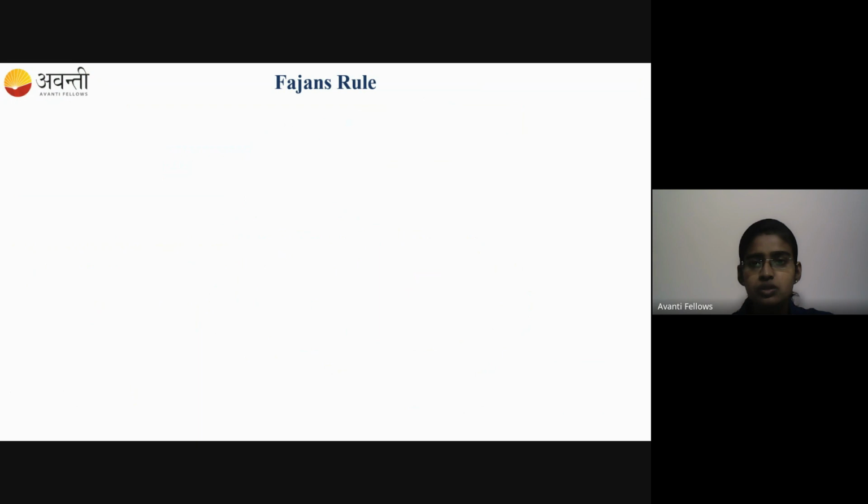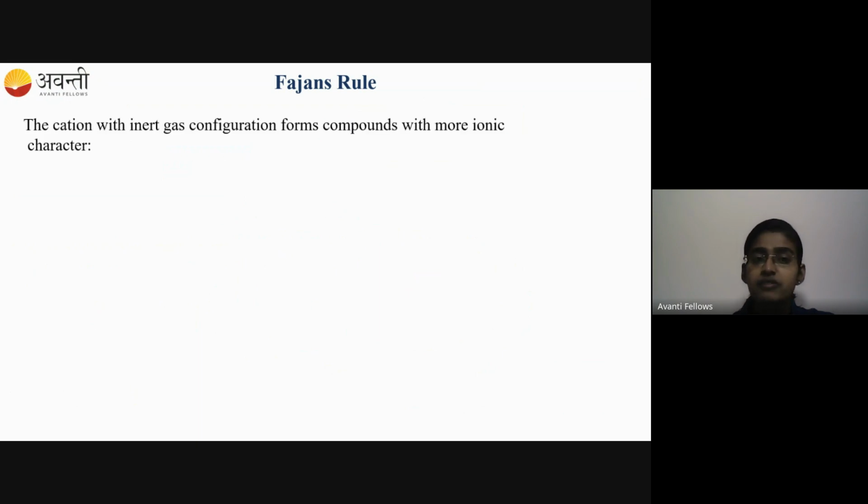Coming to the third relation, the cation with inert gas configuration forms compounds with more ionic character. So what is meant by inert gas configuration? Noble gas configuration, right? In which the outer shell will have completely filled electrons.